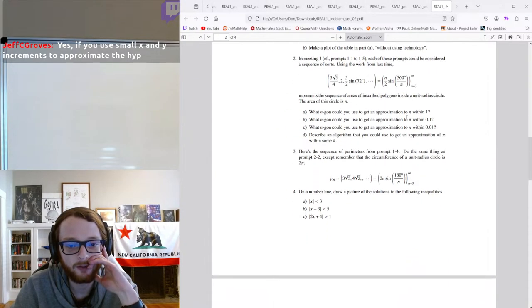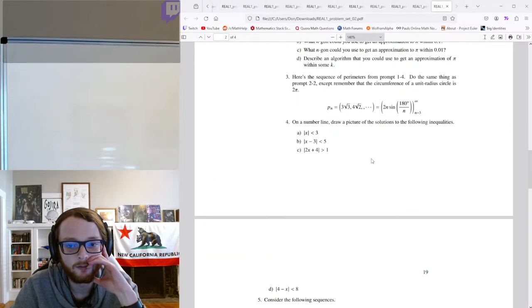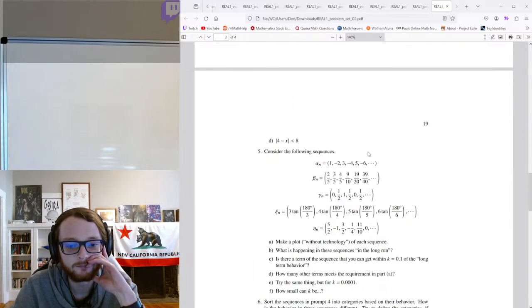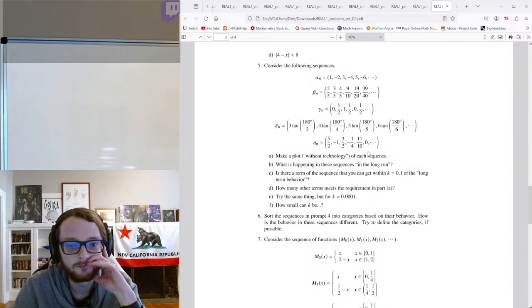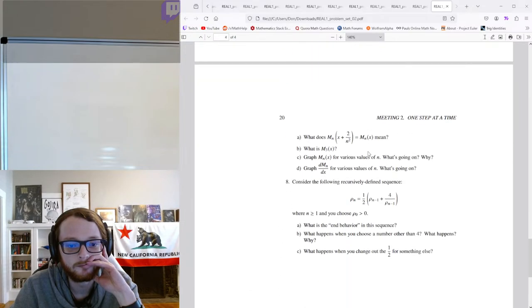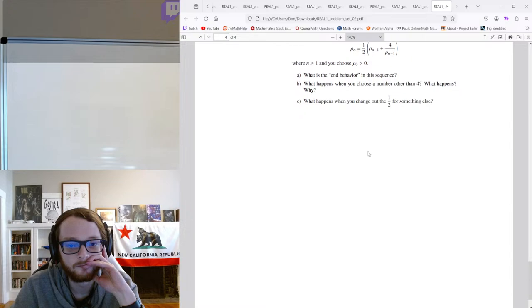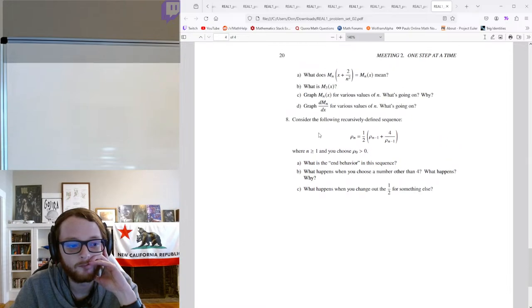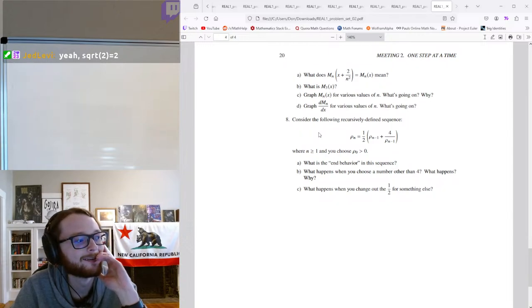This is from meeting 2. Square root 2 equals 2. Oh. Well, I thought the thing Jeff was saying is that there's a way to make that become valid. Yeah, definitely won't be square root 2 equals 2, I guess. Or square root 2 equals 1.